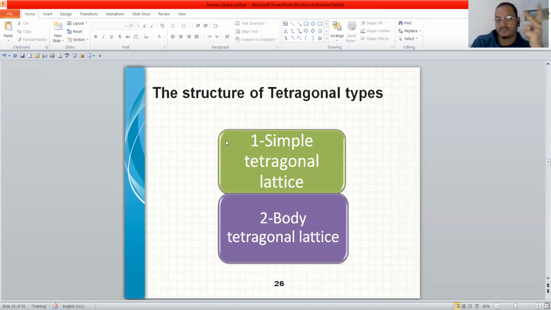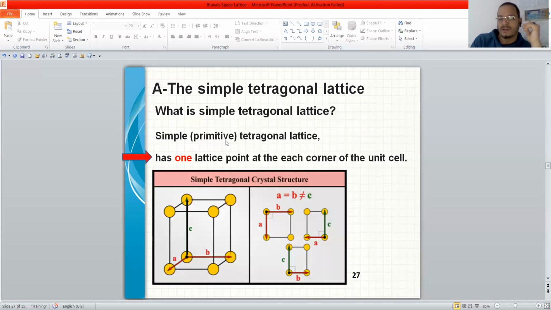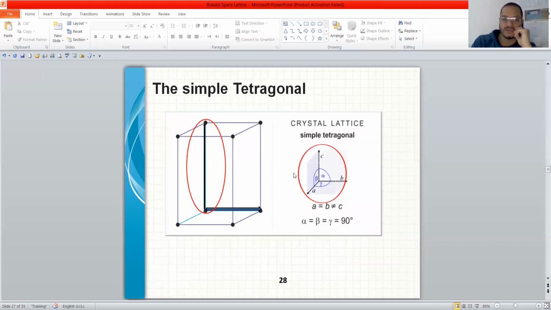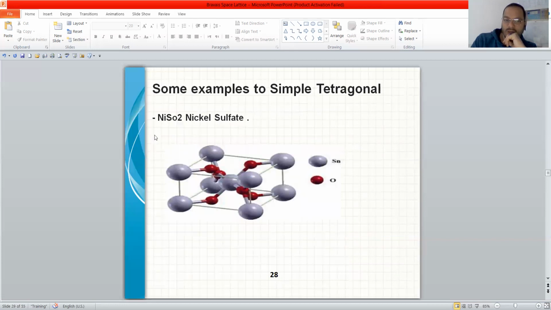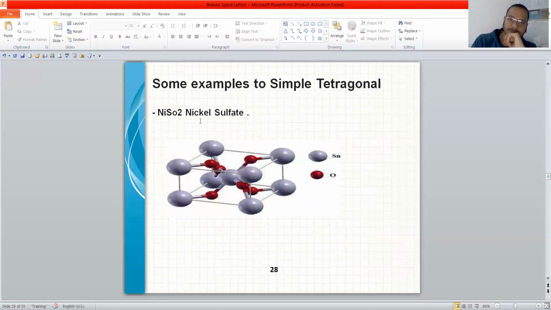We have 2 kinds, simple and body-centered. The simple, or we can say primitive, tetragonal lattice has 1 lattice point at each corner of the unit cell, like the simple cubic structure. Here, the difference is that C is bigger, and the angles are the same. Nickel sulfide is a good example to illustrate the situation.